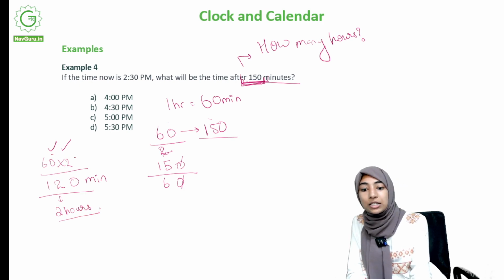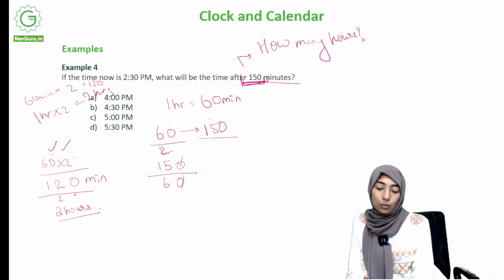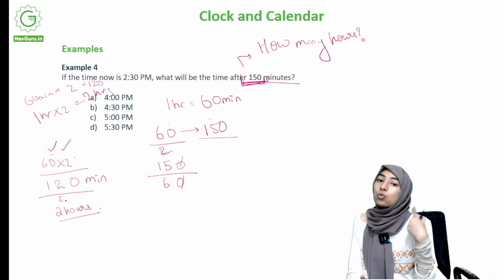Okay, because it's 60 into 2. So 60 minutes into 2 means 1 hour into 2. So if 60 minutes into 2 is 120 minutes, 1 hour into 2 is 2 hours. Okay, so basically what you're doing here is 2 hours. 2 hours is just 120 minutes.